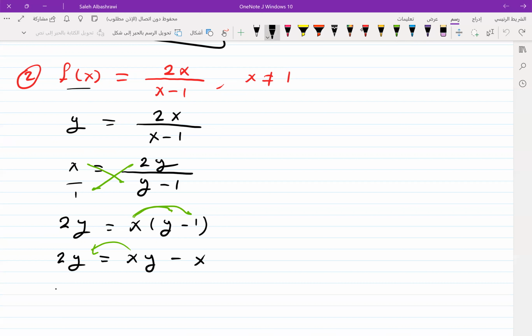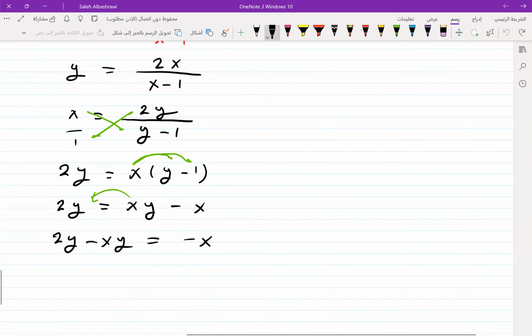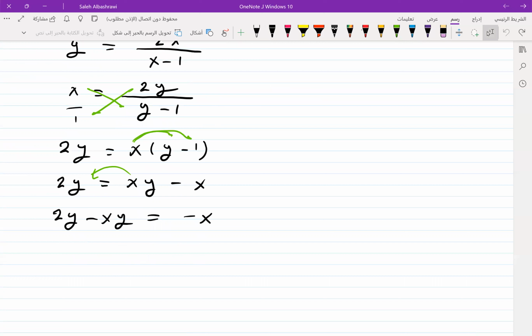I will have 2y minus xy equal to minus x. Take y as a common factor. It will be y(2 minus x) equal to minus x. And now divide by 2 minus x, I will have y equal to minus x divided by 2 minus x.